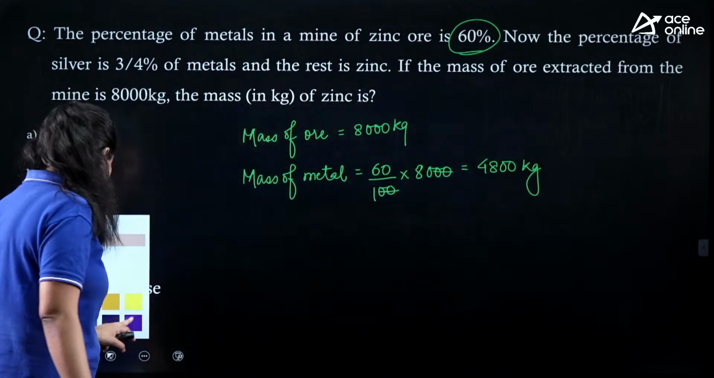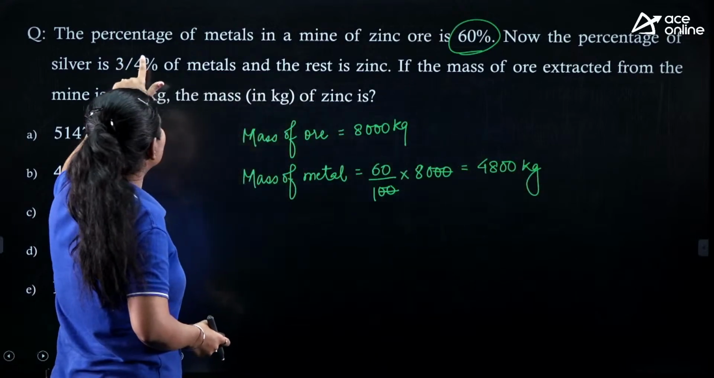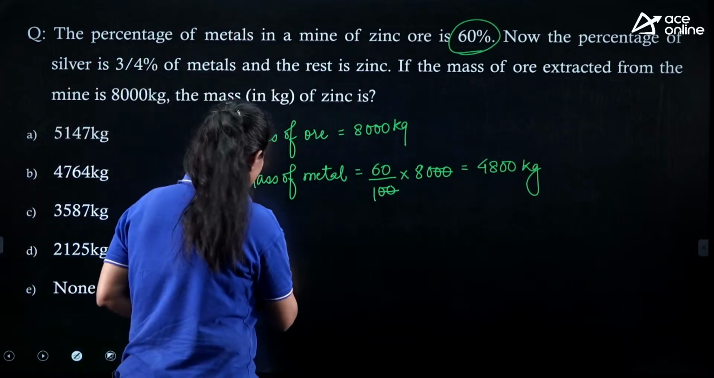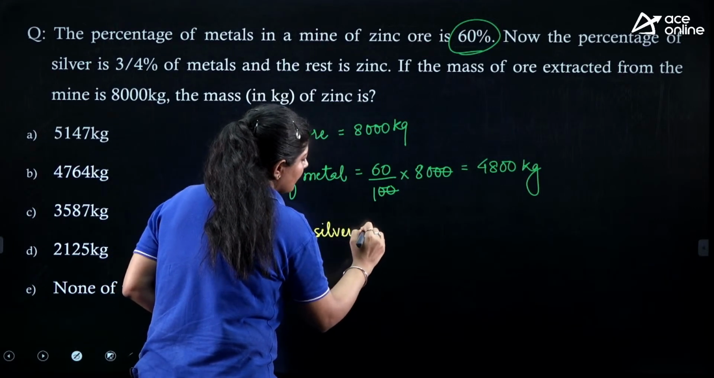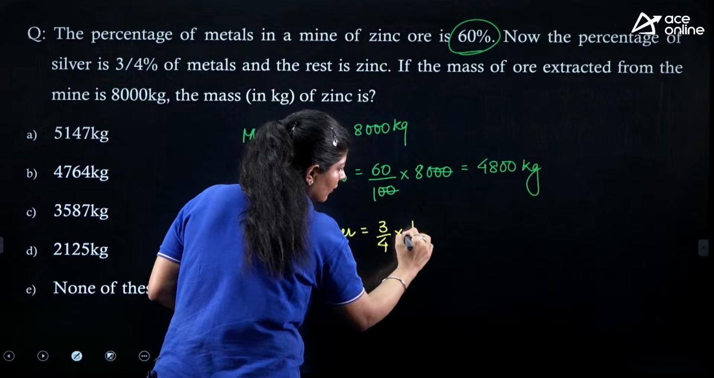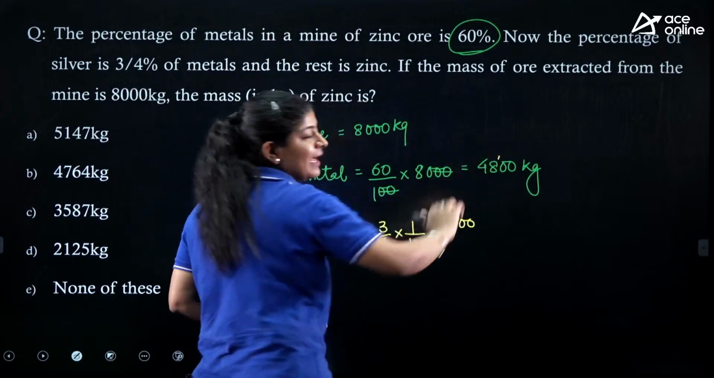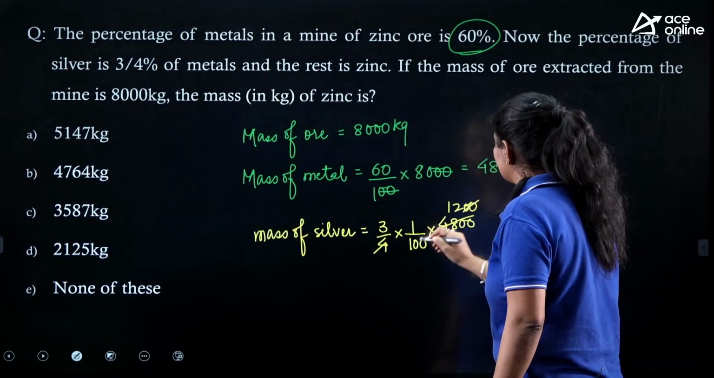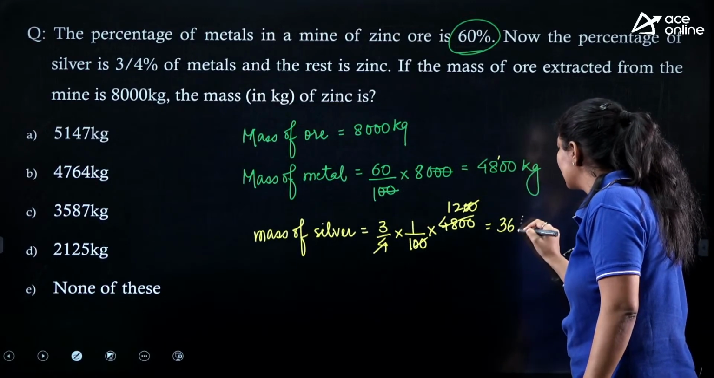4,800 kgs. Now the question is saying that in the metal, we are having 3/4% as silver and the rest is zinc. So first we try to find out the mass of silver, which is 3/4%. So 3/4 into 1/100 and into 4,800, which is the mass of the metal. When you solve it, you get 1200 and this one. So basically the mass of the silver that we are having in it is 36 kgs.